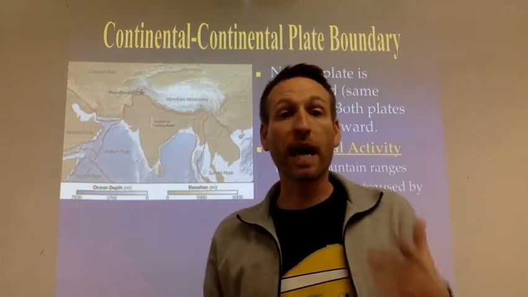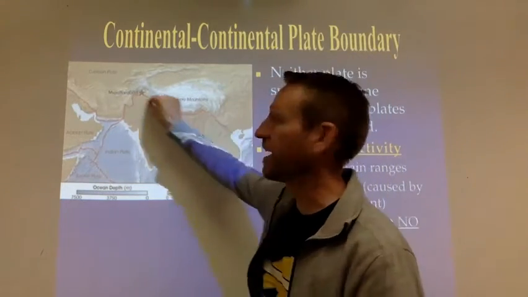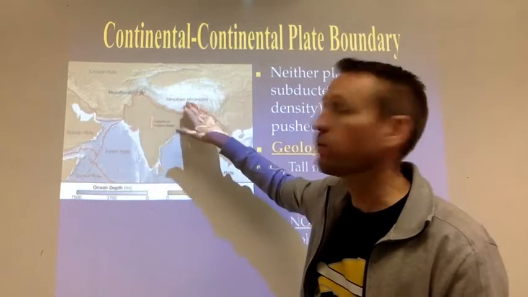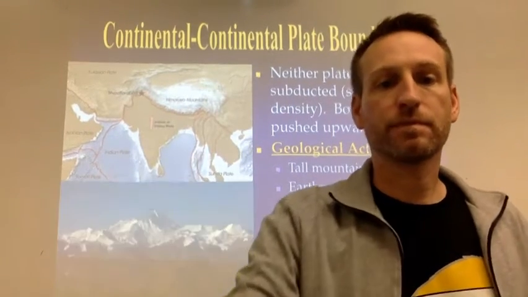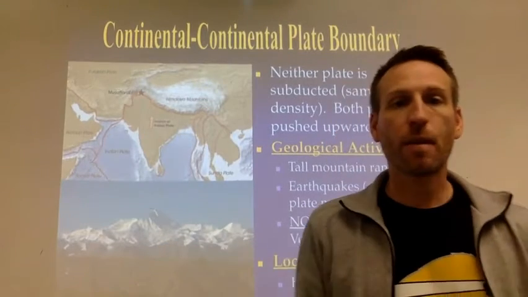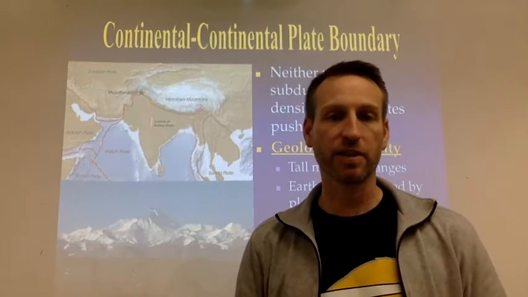So I'm hoping on your plate boundary map activity, on your map, hopefully you recognized and saw the red line for your convergent boundary where the Himalayan mountains were. Okay. There's the Alps. Same idea. Mountains created because of two continental plates colliding together.